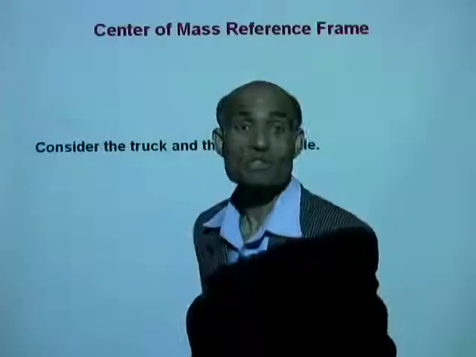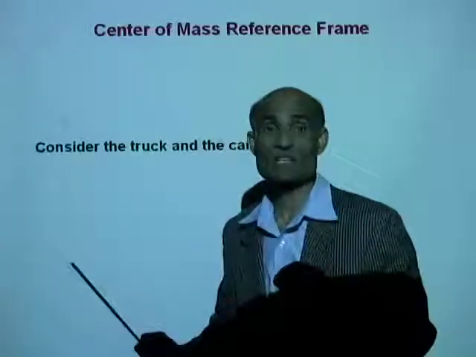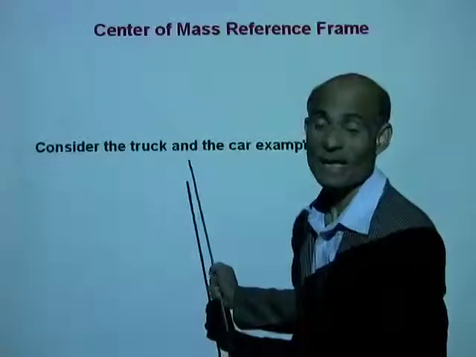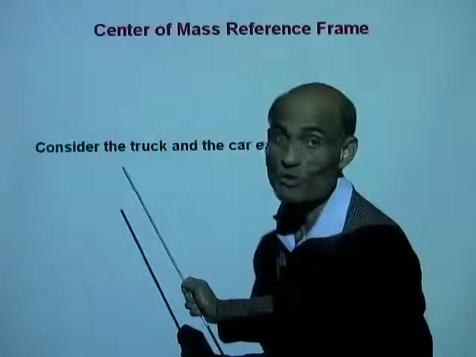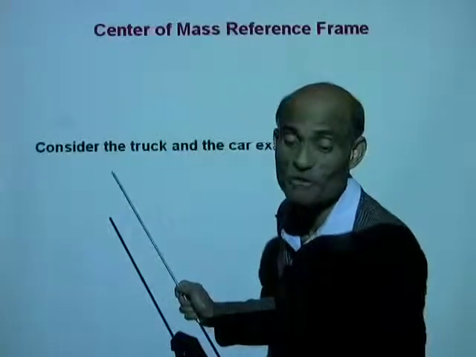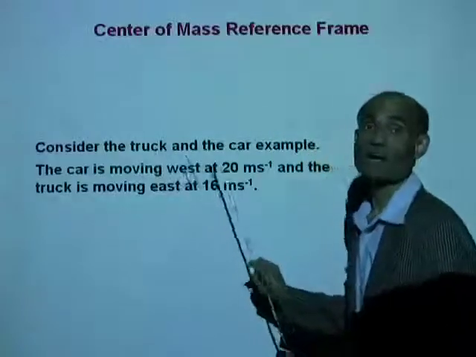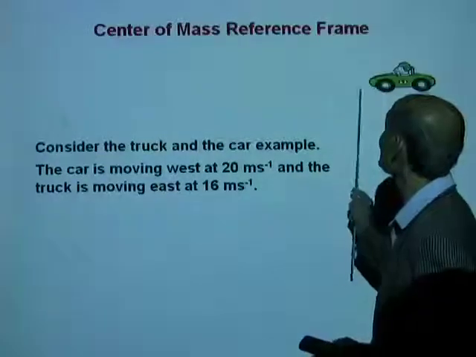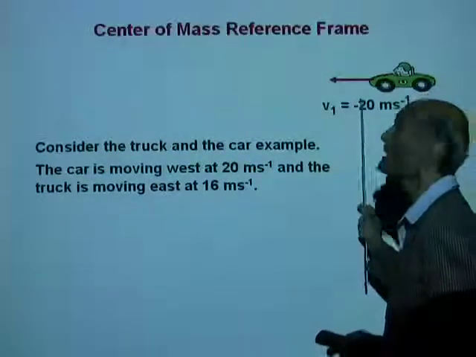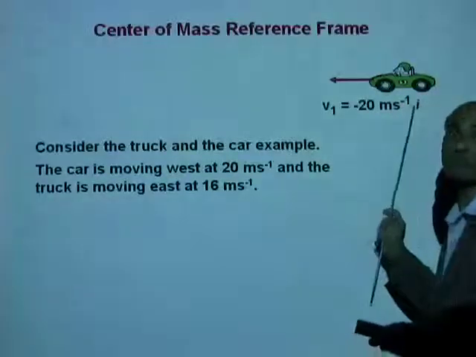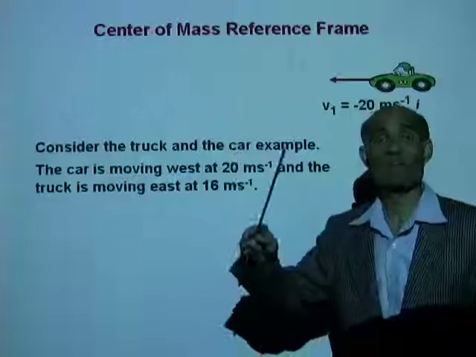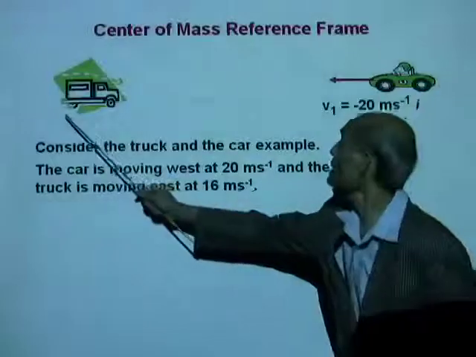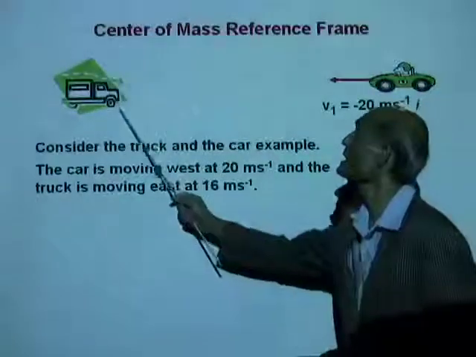Alright. To understand the concept of the center of mass reference frame, let us consider a truck and a car that we talked about in our previous examples in the first part of the lesson. Now, the car is moving west at 20 meters per second. That means v1 equals negative 20 meters per second i. This is the same example we did in part 1 of this lesson. And the truck is moving east at 16 meters per second.